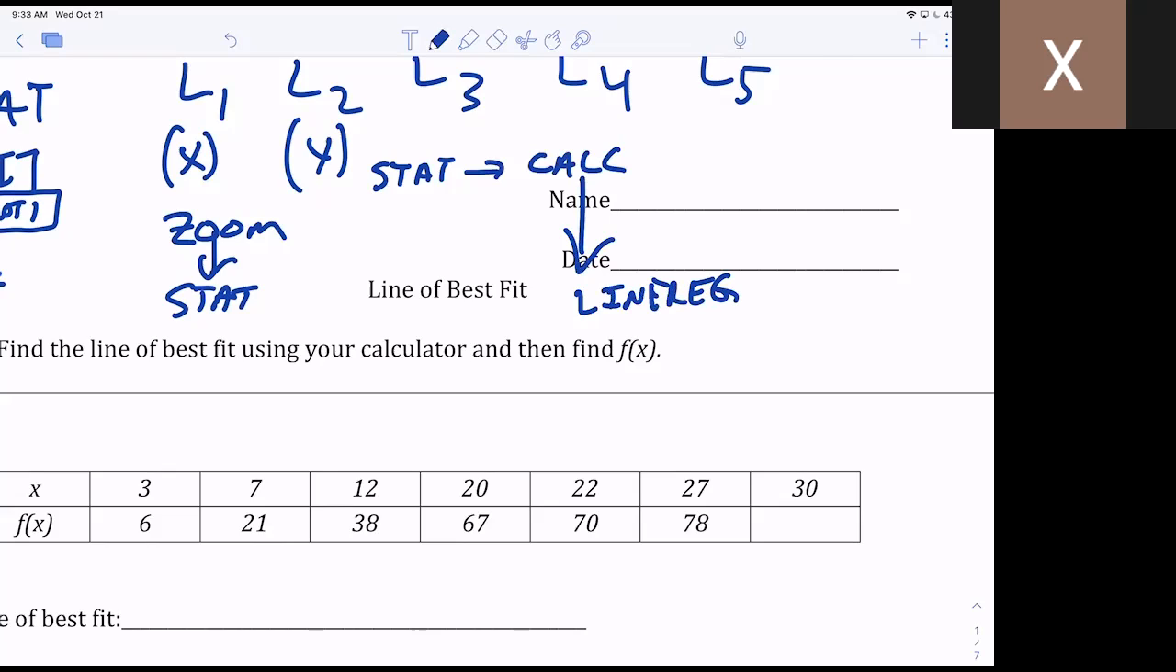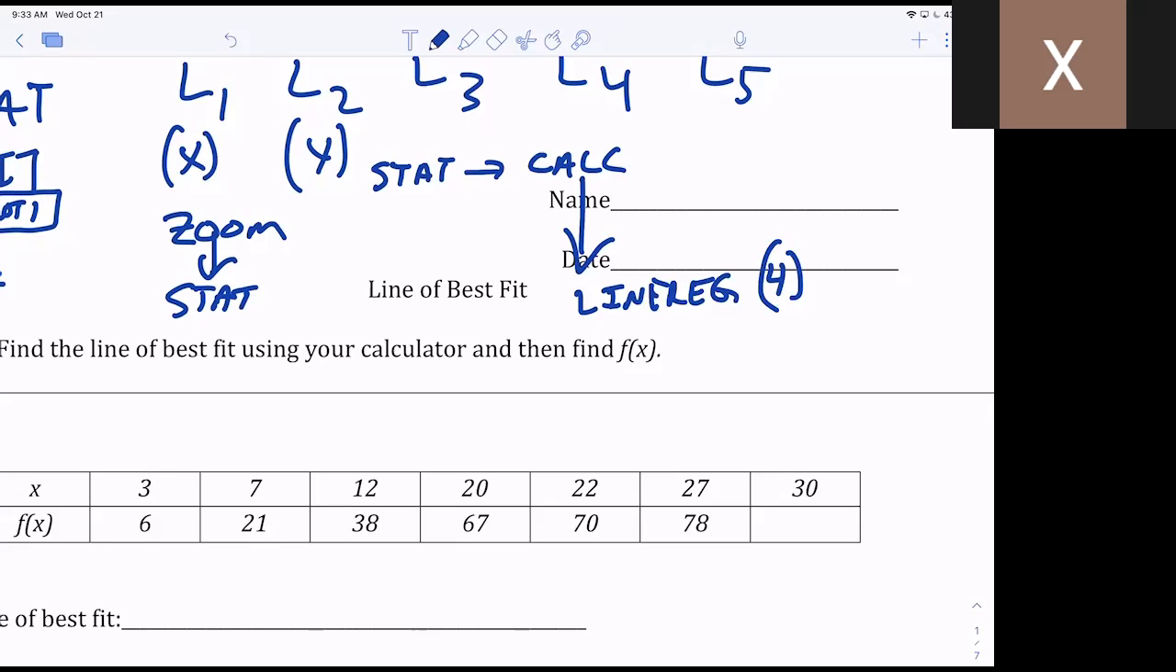Now, once you do that, now listen. I know it's hard. Stat, go over to calc, go down to line regression, the one we want is 4. And then this bunch of statistics comes up. When you take AP Stats, that will help you a lot. But right now, all I care about is hit enter all the way through to the end.